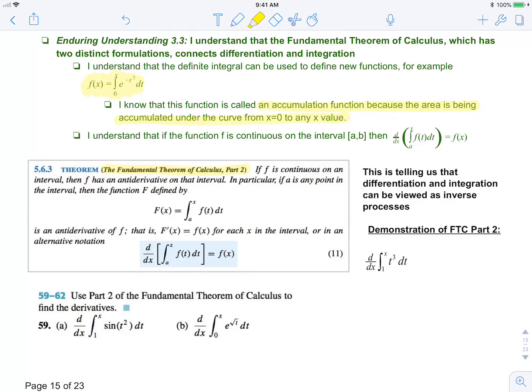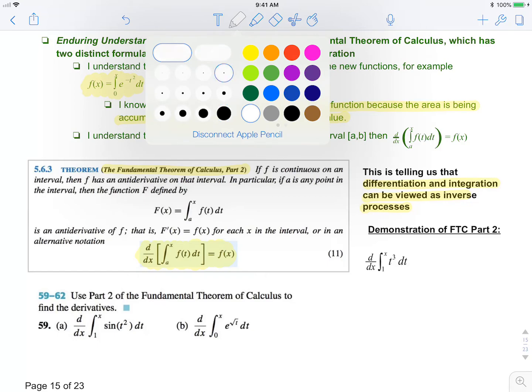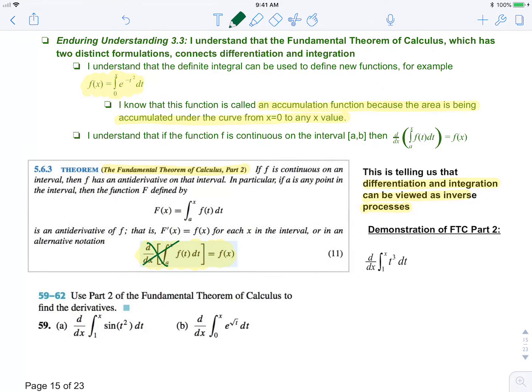value. So the fundamental theorem of calculus part two basically connects differentiation and integration as inverse processes. So if you take the derivative of an accumulation function, then it will cancel out. These two concepts cancel each other out, and you're left with the original function.